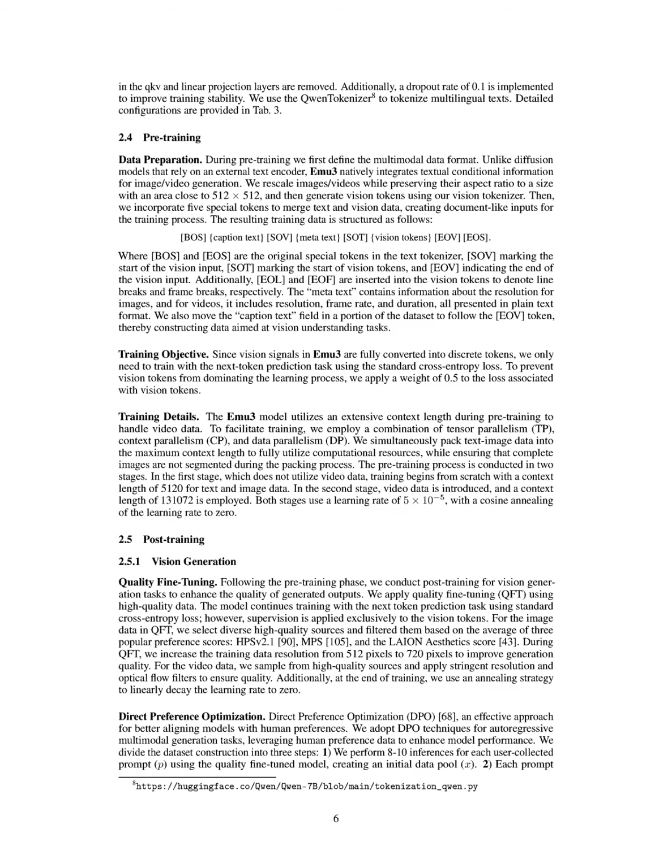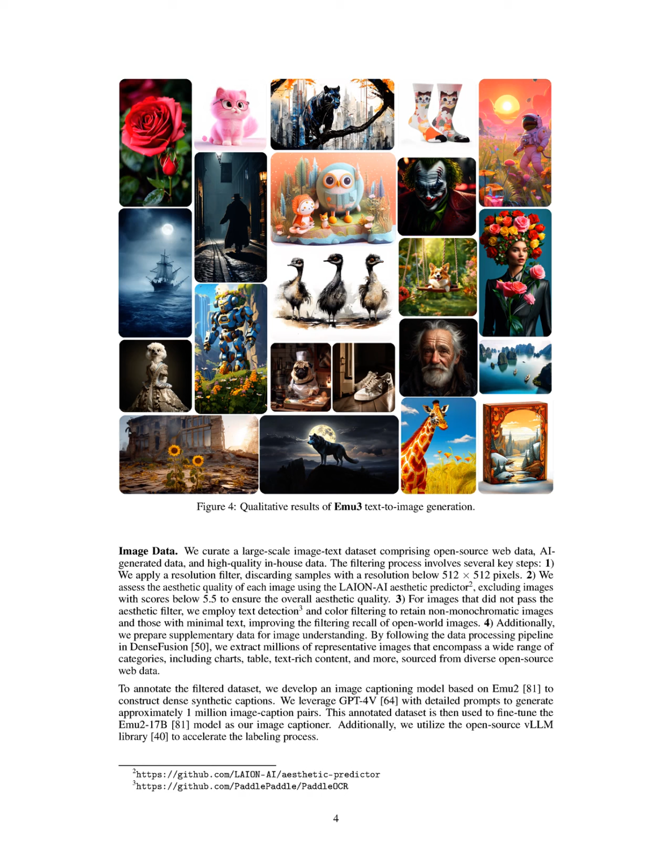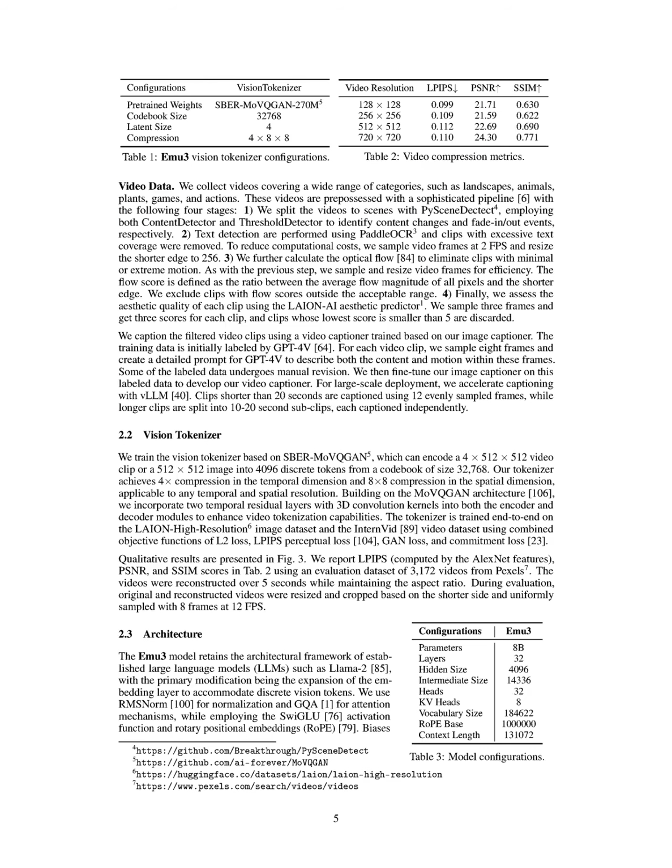The Emu3 method operates by first tokenizing images, text, and videos into a discrete space using a vision tokenizer based on SBER-MoVQGAN, which encodes visual data into discrete tokens. For images, a large-scale dataset is curated, filtered for resolution and aesthetic quality, and then annotated with captions generated by a model fine-tuned on this dataset. Videos undergo a four-stage pre-processing pipeline that includes scene splitting, text detection, optical flow calculation, and aesthetic quality assessment, followed by captioning using a video captioner.